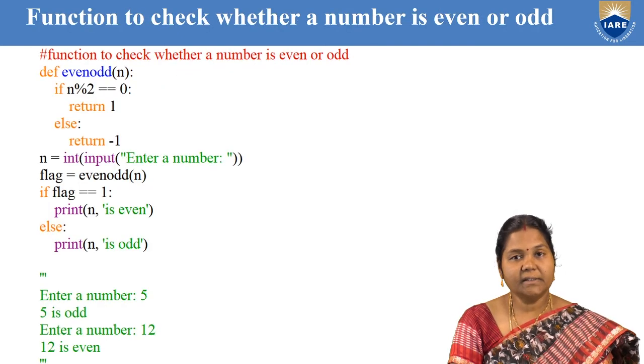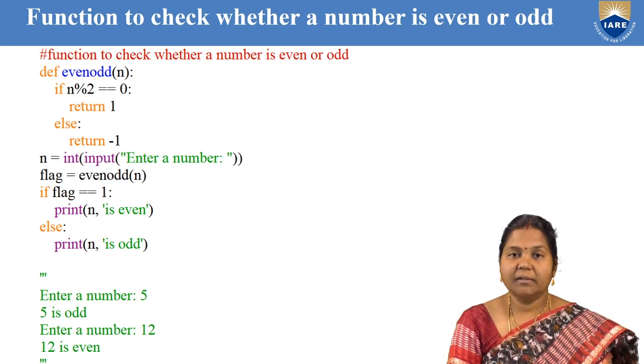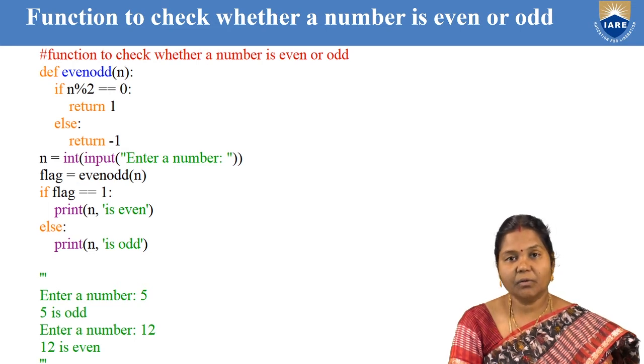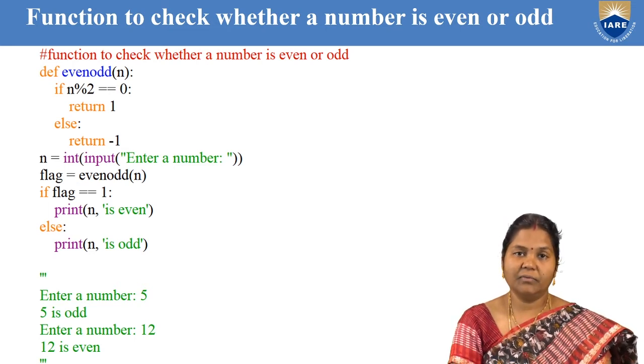Now let us see one more example, where we will pass one number and check whether that number is even or odd using a user-defined function.